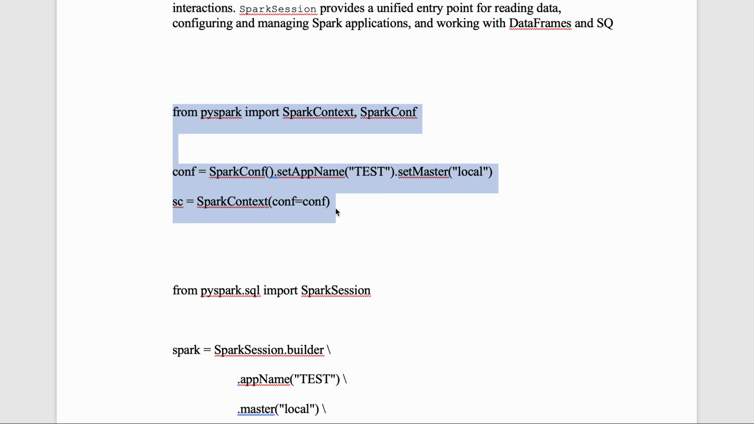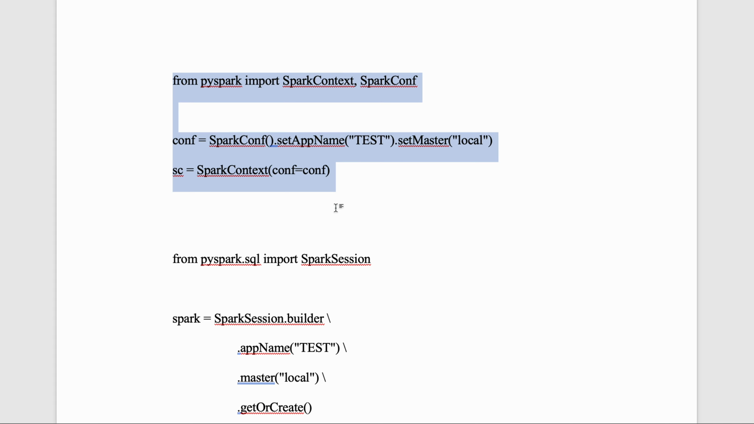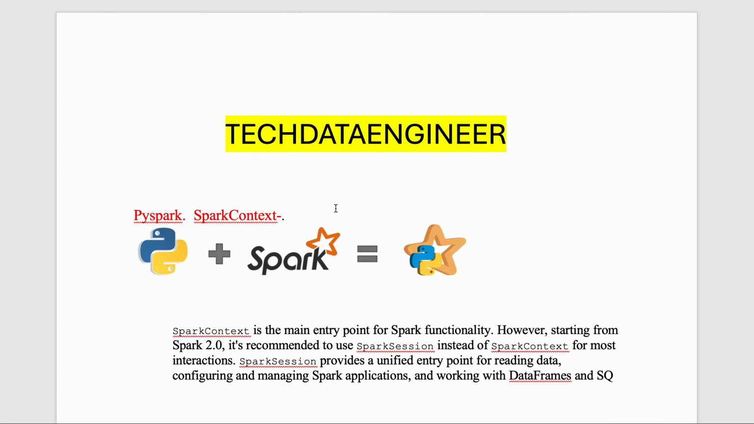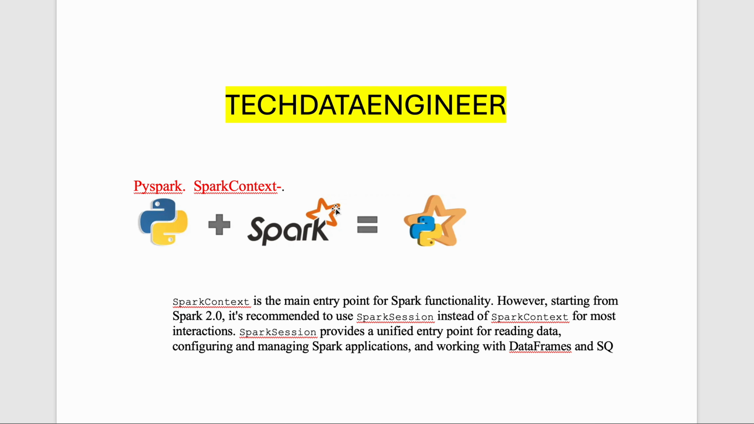So Spark context is used for low level Spark interaction, prior to the 2.0 version. It has features like managing the connections to a Spark cluster, controlling the distributed data, handling tasks like scheduling and memory management, and initializing RDDs. That is the way we use the Spark context.